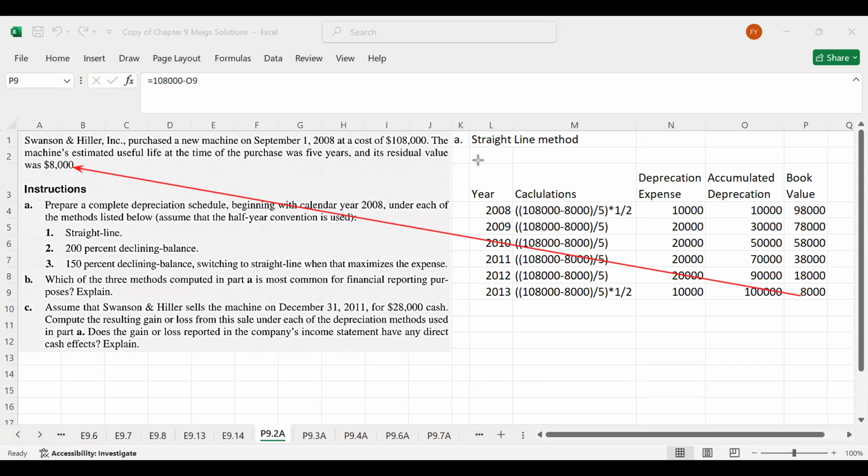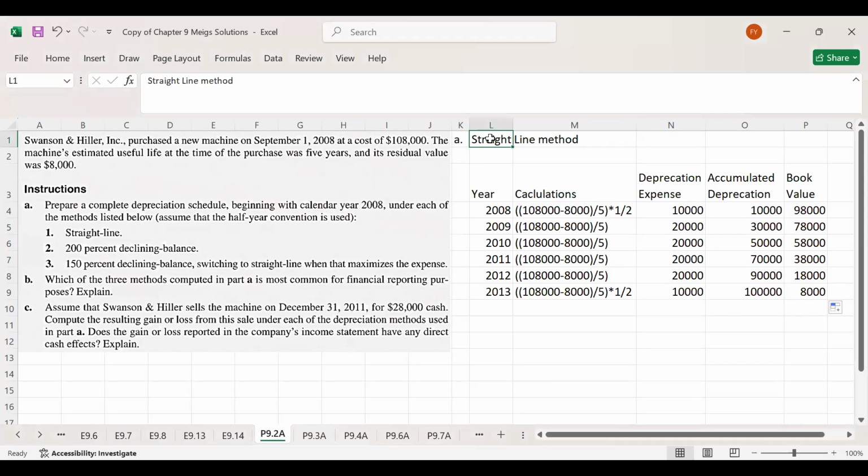So the next method is, we have this straight line method. Next method is 200% declining balance method. So we are using a 200% declining balance method.